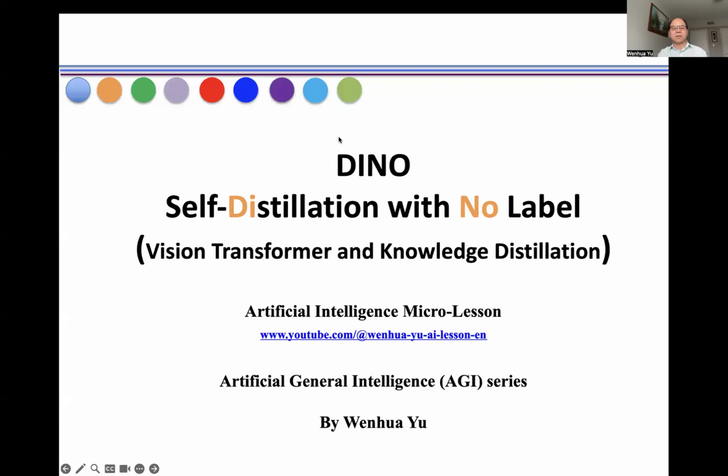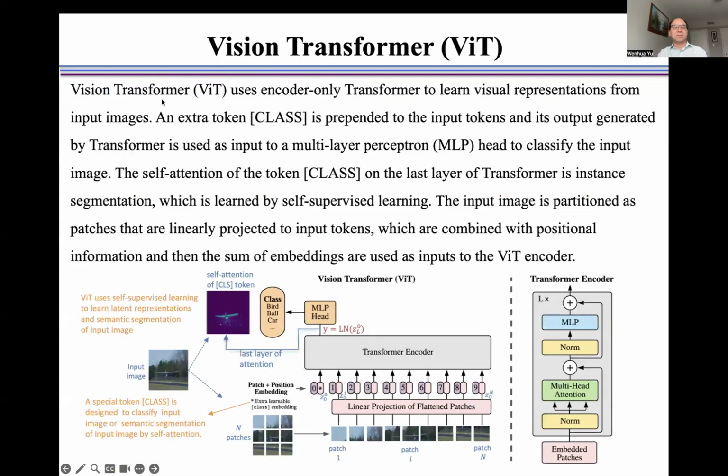In this video, I introduce DINO, self-distillation with no labels. Vision Transformer uses an encoder-only transformer to learn visual representations from input images.